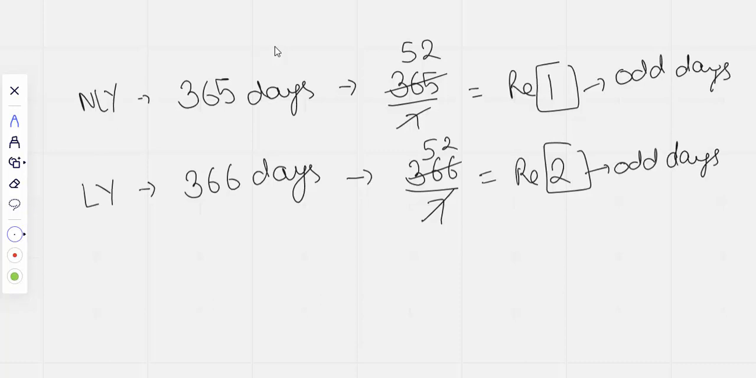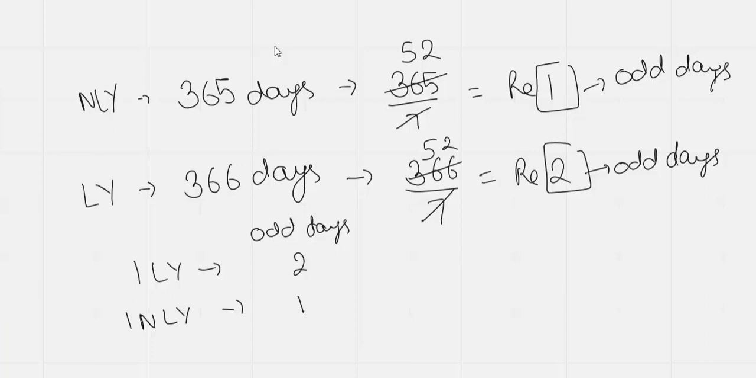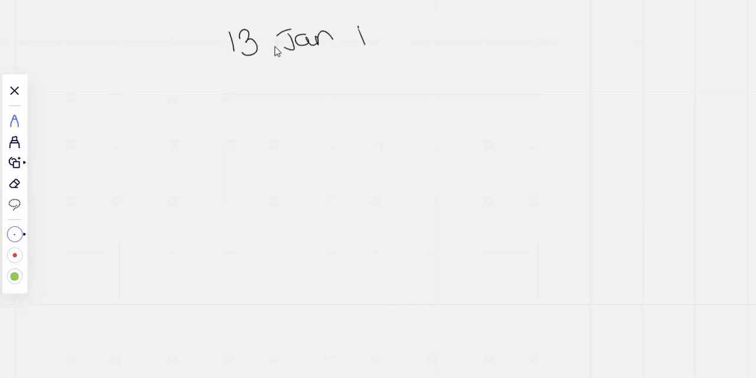So for a leap year, the number of odd days is 2, and for a non-leap year the number of odd days is 1. Now there are certain rules which you have to follow. I'll tell you how to find the day for a particular date. The problem we have taken is 13 Jan 1995.